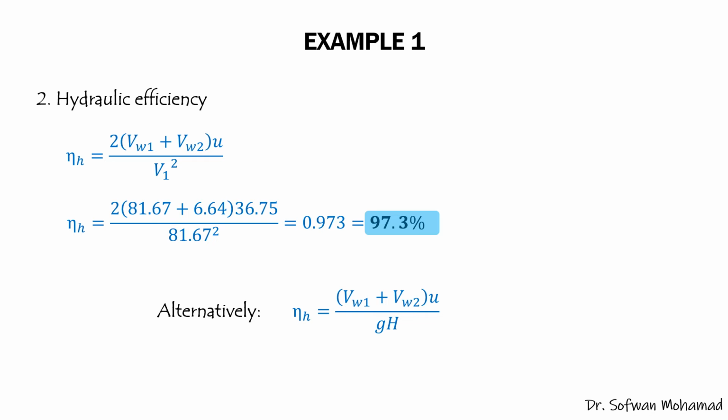So now we have completed our task in this example 1. First, to calculate the power developed at the runner, and to calculate the hydraulic efficiency of the Pelton wheel. As you can see, it's not that difficult. You just need to do it step by step.